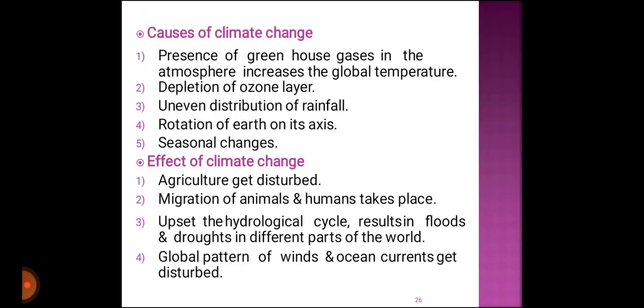What are the various effects of climate change? The first effect is disturbing agricultural practices, then migration of animals from one region to another, then human migration, and then upsetting the hydrological cycle, resulting in floods and droughts in different parts of the world. Then the global pattern of winds and ocean currents gets disturbed.